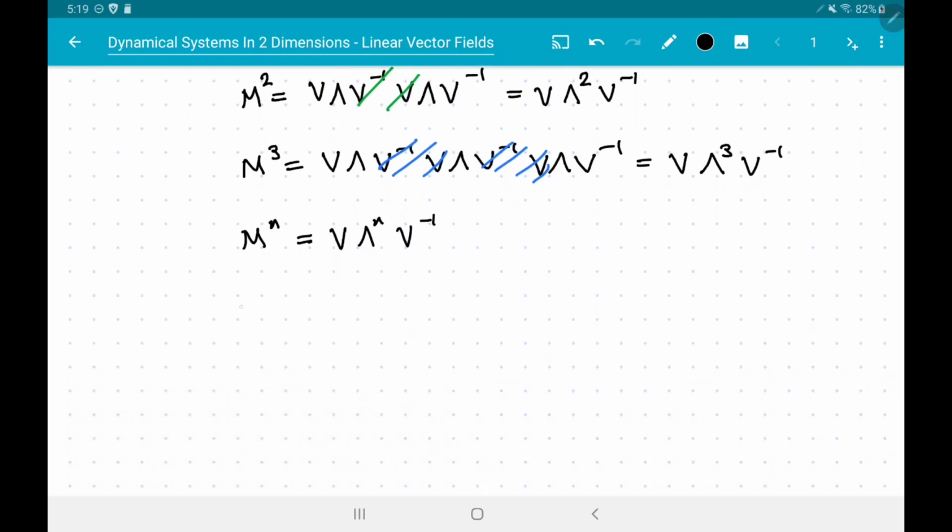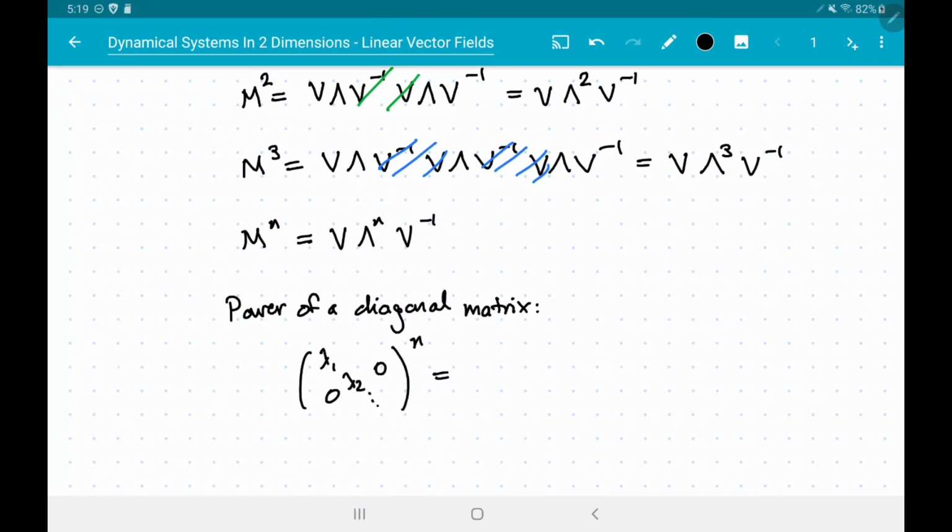But the power of a diagonal matrix is easy enough to compute. So if you have lambda 1, lambda 2, dot, dot, dot, down the diagonal, and you raise that to the power n, that is simply the nth power down the diagonal.